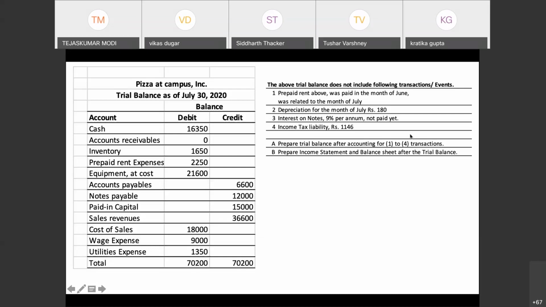Now, hello, yes, please. Sir, am I audible? Who is this? Sir, Sparsh. Sparsh, tell me, beta. No, sir, I just wanted to make sure. Okay, yes.